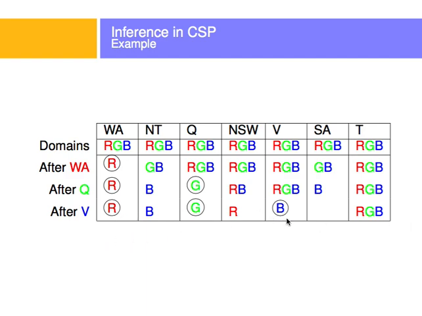But we realize one thing here. There's no possible domain left in South Australia. This is a failure. If the forward checking finds no domain values for one of the variables, then it's a failure, right? And if it returns failure, our algorithm should backtrack as well.